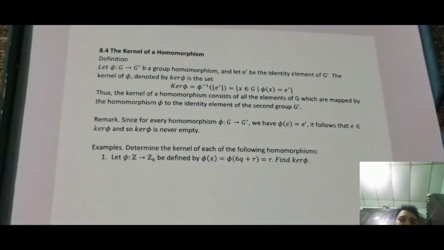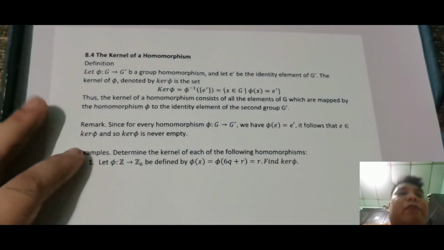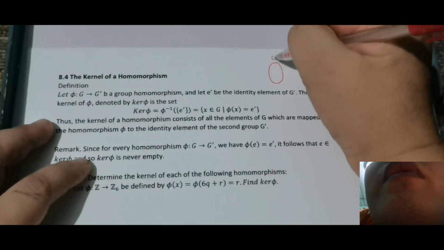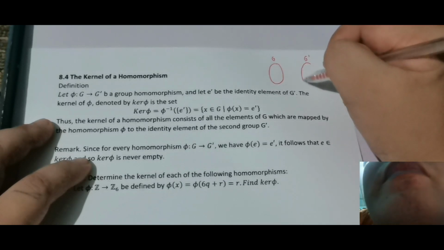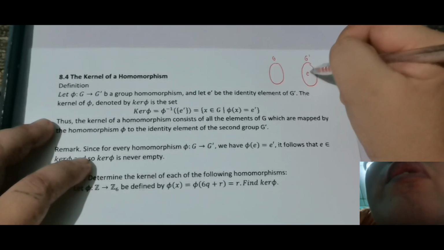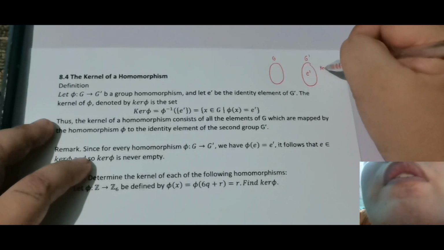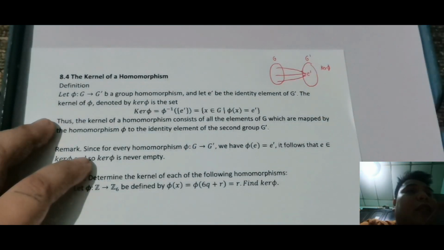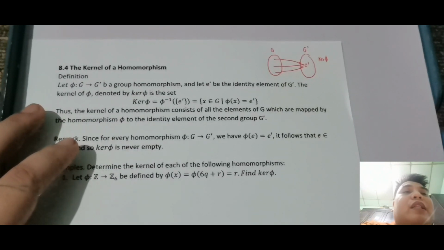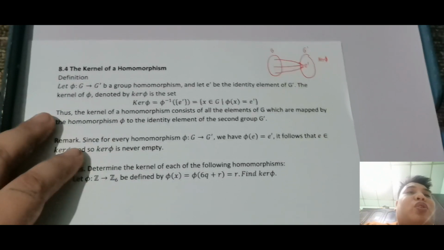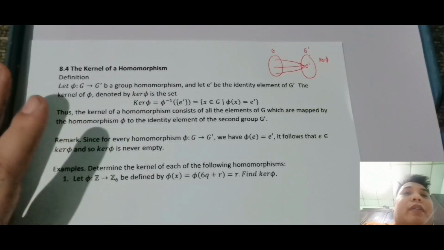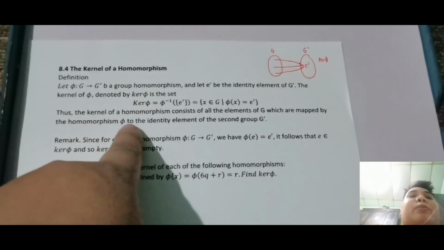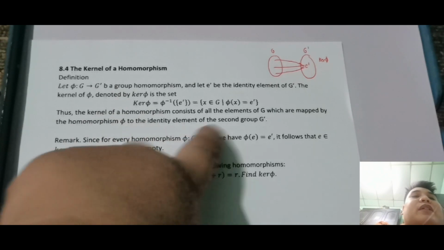So what does this definition point out? It is very simple. The ker of P, if this is G prime, and this is G, and this is G prime, this is E prime. The ker P is all the elements that map only to the identity element of G prime. So that is all it contains. It is a set: all the elements that map to E prime. So that is ker P. That simple. Thus, the kernel of a homomorphism consists of all the elements of G which are mapped by the homomorphism P to the identity element of the second group, which is G prime.